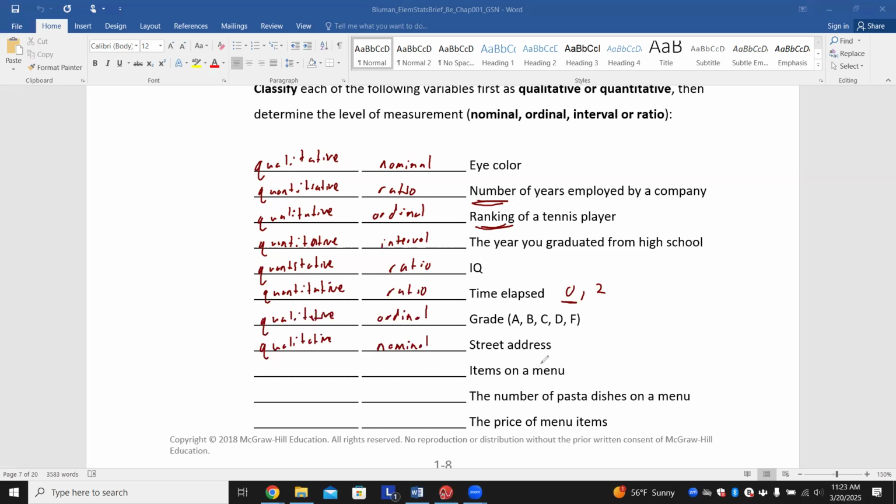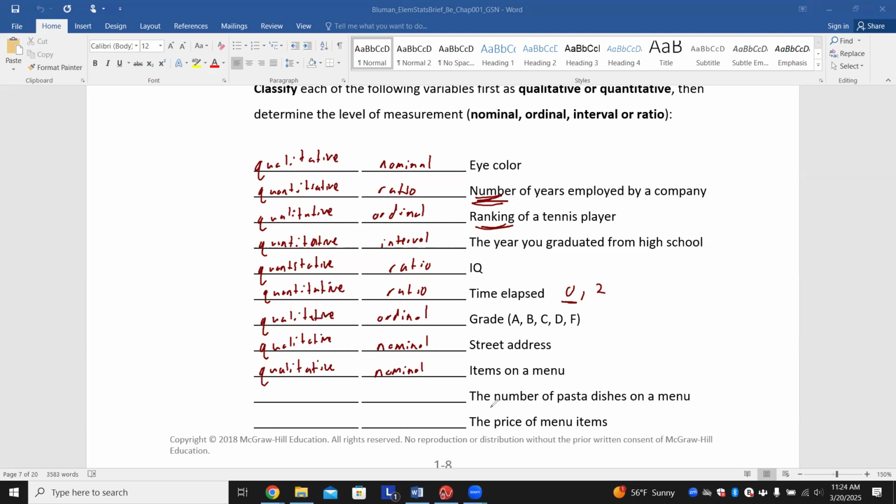Items on a menu. I can actually count the number of items on a menu. So therefore, oh, I guess we need to specifically look at that. It doesn't say number. It just says items on a menu. So that could be chicken, beef, fish, whatever that is. But I'm not asking the number of items. So since it has the absence of numbers, I'm just looking at the items. This will still be qualitative because I'm describing different foods. And I cannot put foods in a specific order unless I was ranking them. So therefore, this would be a nominal as well.